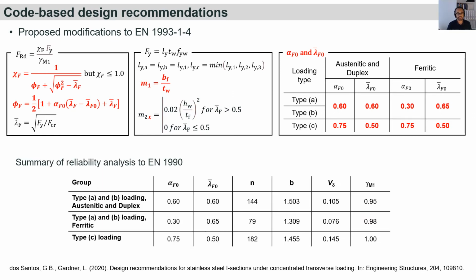A reliability assessment of the proposed design equations was conducted according to Annex D of Eurocode 0. So the data was divided into 12 groups, one for each stainless steel type and loading type, including type A cases with bending higher than 50% of the bending resistance of the beam.